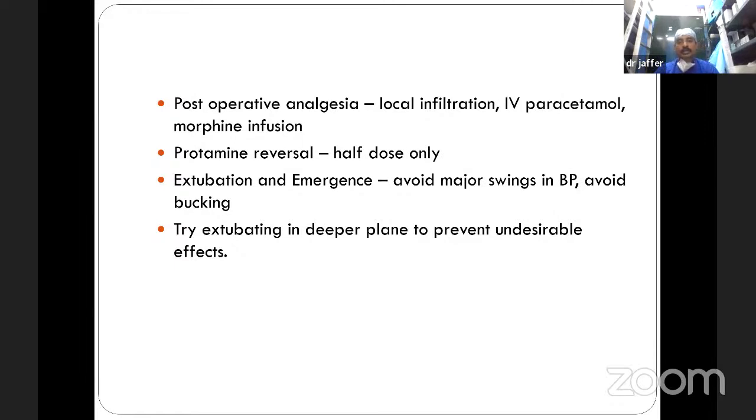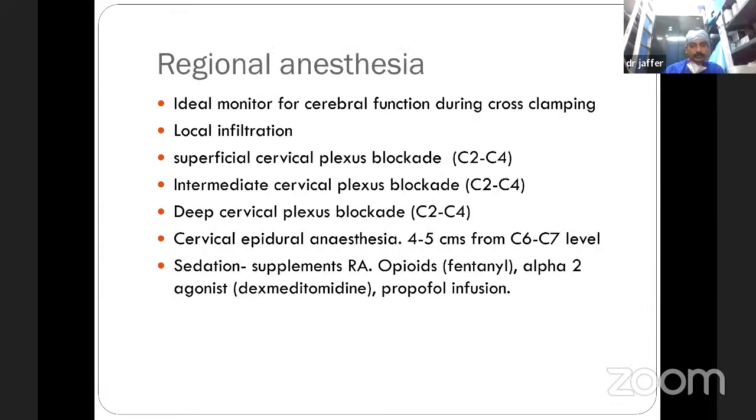For extubation and emergence, always try to avoid major swings in the BP, and avoid bucking and coughing, because this can again precipitate cerebral hyperemia, or there can be a wound hematoma. So better to try to extubate the patient in a deeper plane to prevent these undesirable effects.